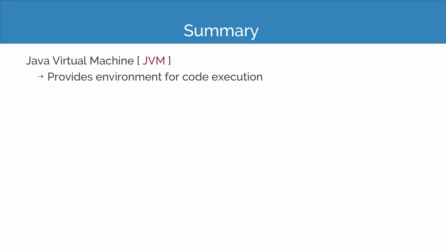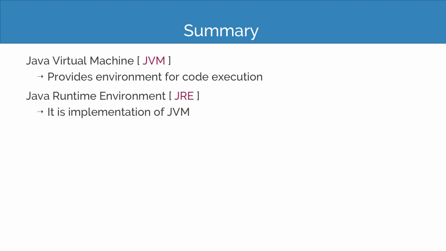And now at the end, let us summarize this video. So in this video we learned about the JVM, that stands for the Java Virtual Machine. So it simply provides a virtual environment for code execution, and then we can run our game or any other Java application. And next comes the Java Runtime Environment, abbreviated as JRE. The JRE is basically the implementation of the JVM, that simply uses the JVM and also a set of libraries to run our application.